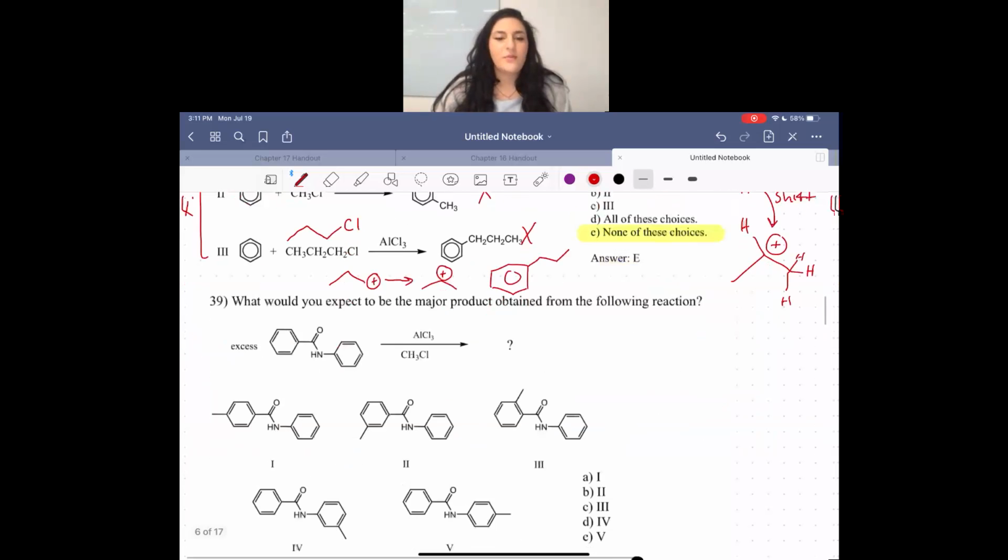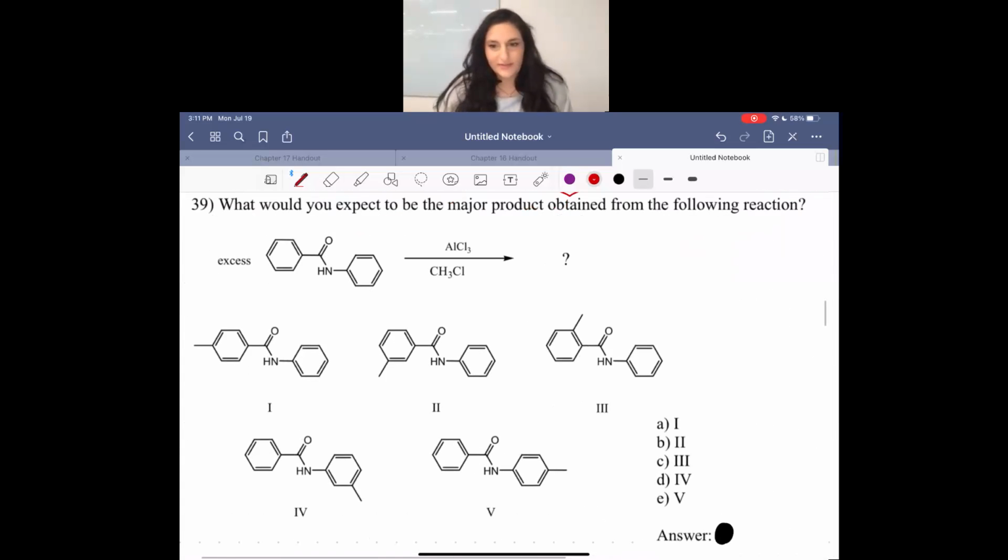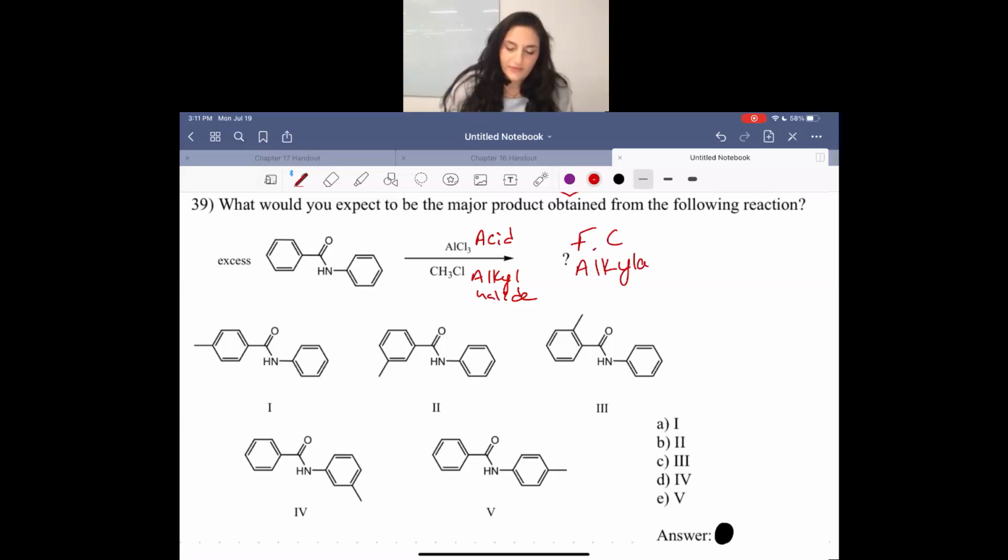All right, this is another one that I really like. So we have 2 benzene rings this time, and we flipped around the arrow. So we have our acid here and our alkyl halide here. So what kind of reaction is this going to be? Friedel-Crafts. And it's going to be an alkylation. Perfect. And the reason we knew it was Friedel-Crafts alkylation, 1, AlCl3 always means Friedel-Crafts. And if we have an alkyl halide, that means it has to be an alkylation.